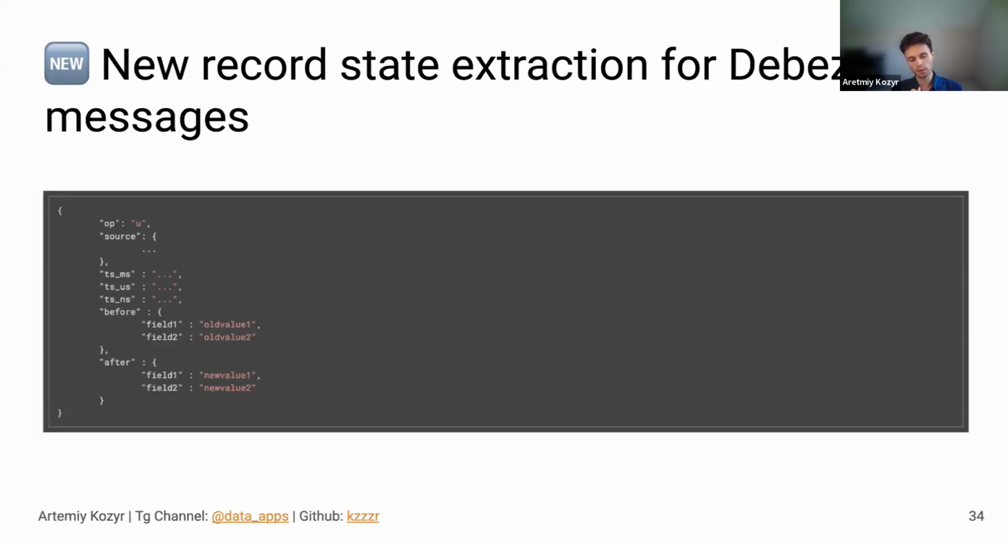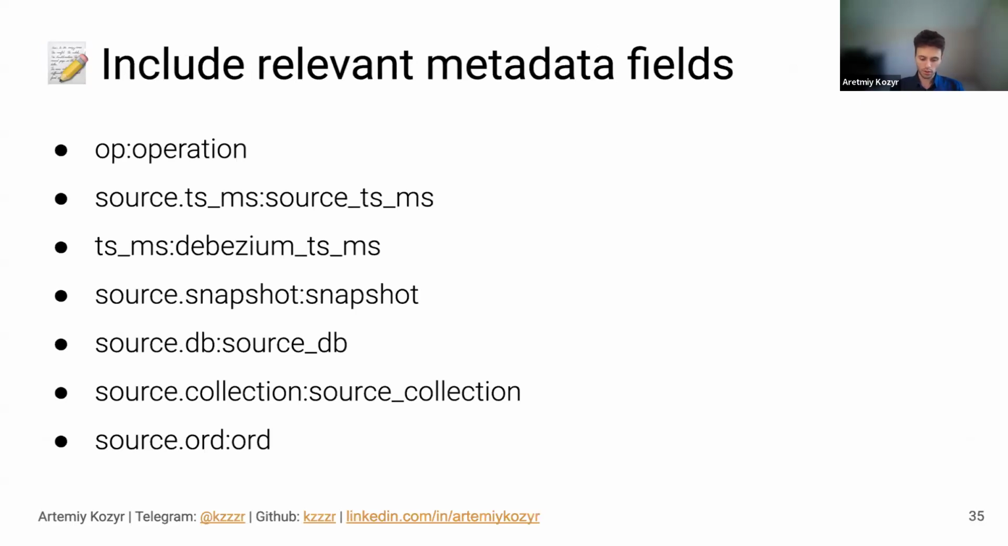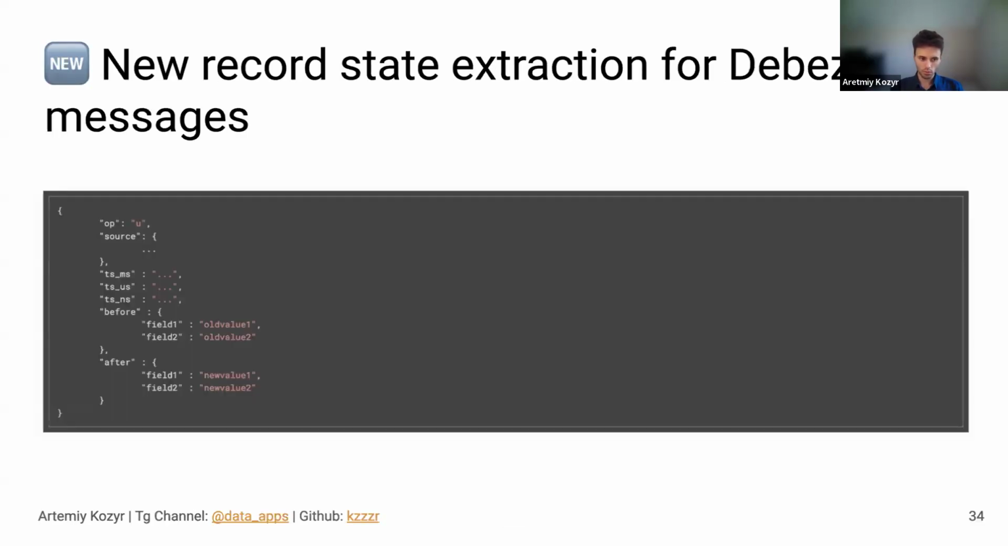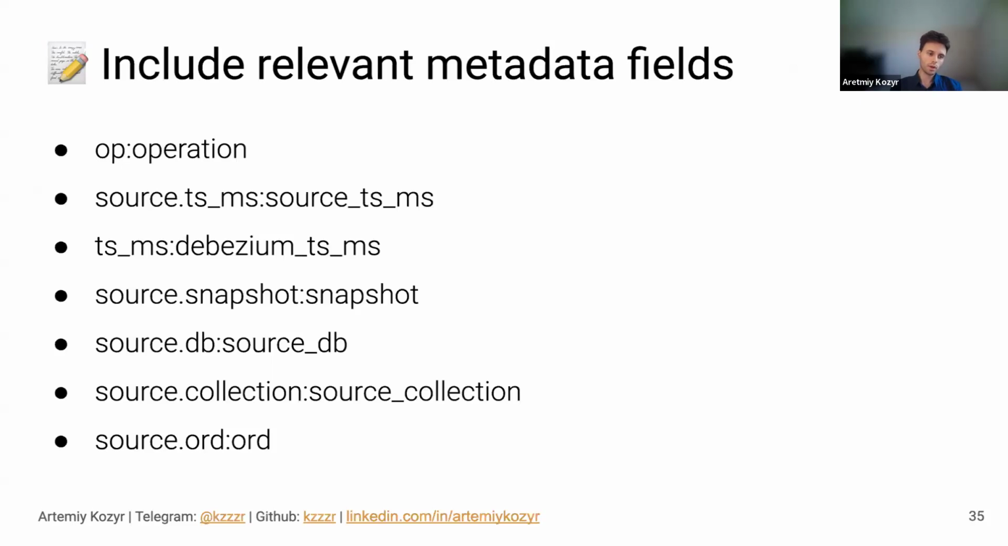And for these purposes, there is a built-in single message transformation in Debezium and Kafka. So it's called new record state extraction. So you would want to extract after state. This can be applied with the properties file, and I would recommend you to include relevant metadata fields. So you would end up with the after state, but also include essential Debezium metadata.